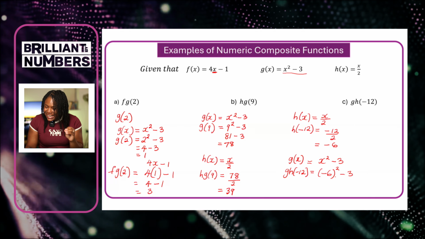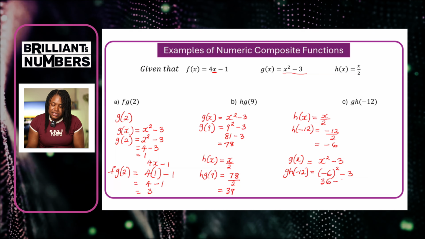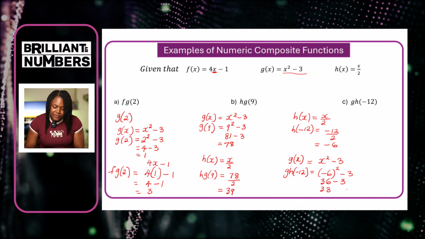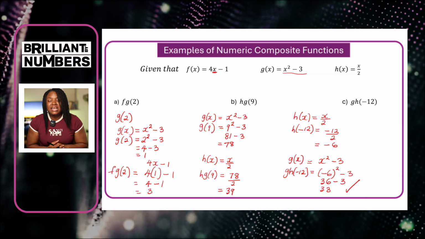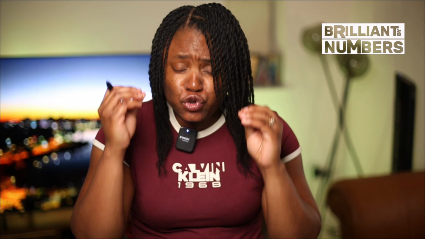So squaring a negative gives us a positive. So negative 6 times negative 6 will give me positive 36. So 36 take away 3 gives me 33. So the final answer for g of h of minus 12 is 33. Absolutely fantastic, 3 examples there on the numeric.